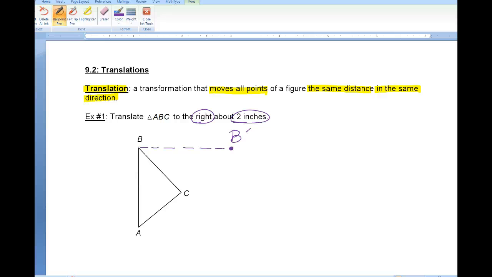Now take your C. Do the same thing. You're going to measure out 2 inches from C. So here is my C prime. Let's do exactly the same. And then let's go to A. Measure out 2 inches. And that is A prime. Now draw your triangle.